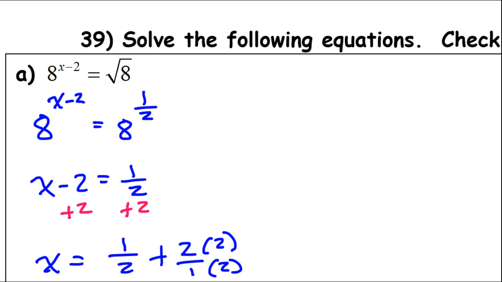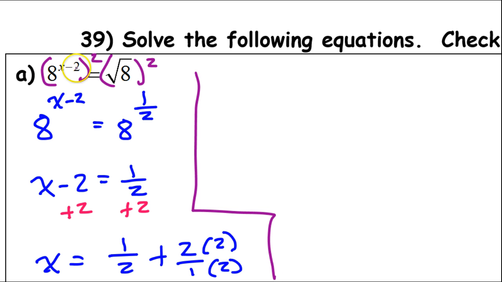Another way to do it would be you can get rid of the radical by squaring both sides. Now, when you do a power to a power, you multiply. So if you look at it this way, then we have to do x minus 2 times 2, so you're going to wind up doing the distributive property. So you would have 8 to the 2x minus 4 power is equal to 8, because the radical and the 2 would cancel. You could look at this as being the 1 power.